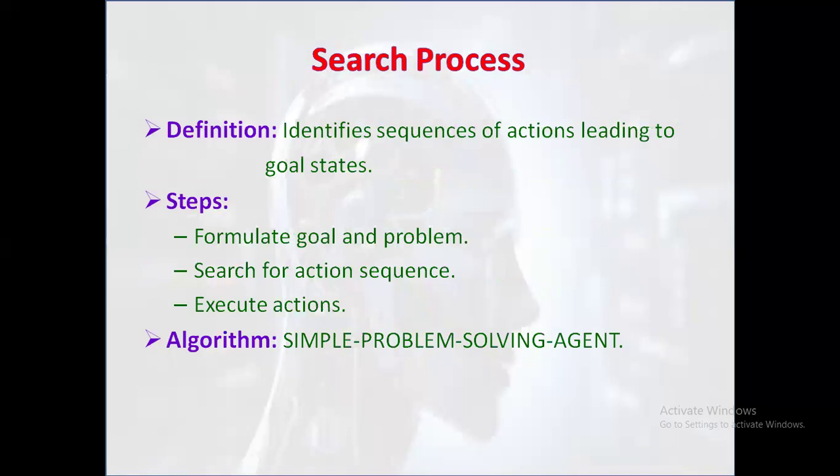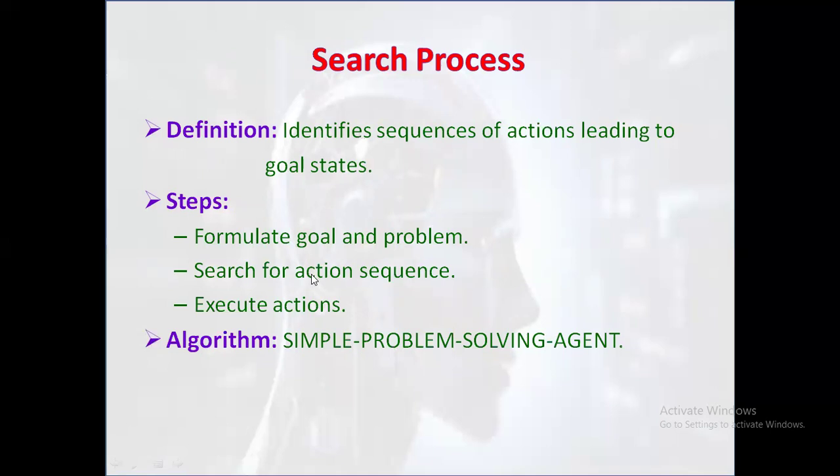Next, what is the search process in this case? First, we have to define the search process. The search process refers to the steps the agent takes to find a sequence of actions that leads to the goal state. This process involves exploring the problem space by considering all possible actions and evaluating their outcomes. The agent must explore different paths and select one that minimizes the cost and leads to the goal.